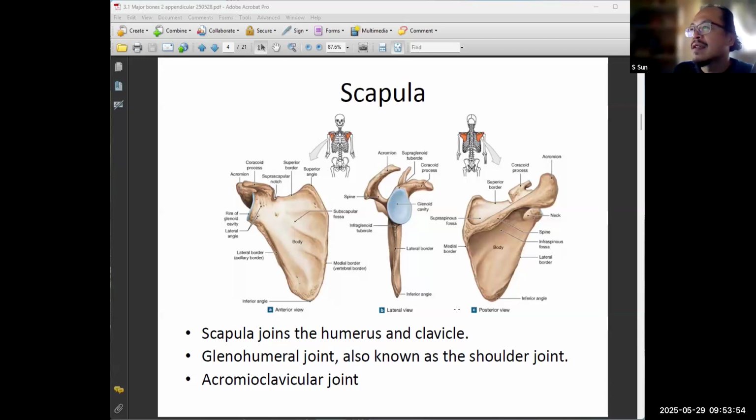Okay, you need to know what it attaches to, which bones it connects with. It connects with the humerus and the clavicle. With the humerus, the glenoid cavity attaches to the humerus head, and that forms the glenohumeral joint, also called the shoulder joint. As for the clavicle, we talked about that already. It's the acromioclavicular joint.